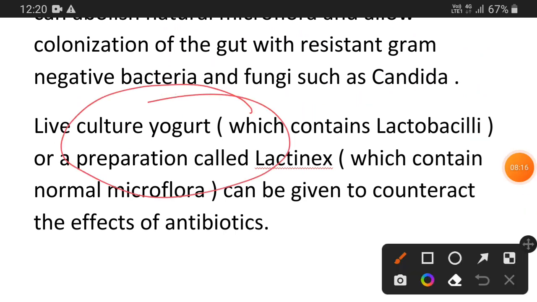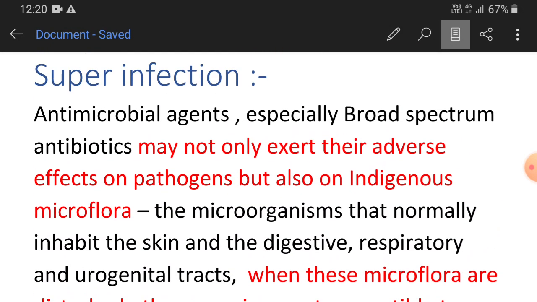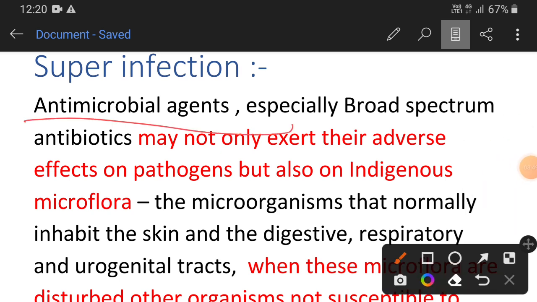To counter this situation, we can use live culture yogurt or a preparation of Lactinex. This Lactinex contains microflora. So that is the idea of superinfection. Again, the antimicrobial agent or broad spectrum antibiotic causes disturbance in the normal microflora, and the unoccupied region created is filled up by other microorganisms which may be harmful in most cases. Such an infection is considered a superinfection, and it is very difficult to treat because only a few antibiotics are available that are effective against it.